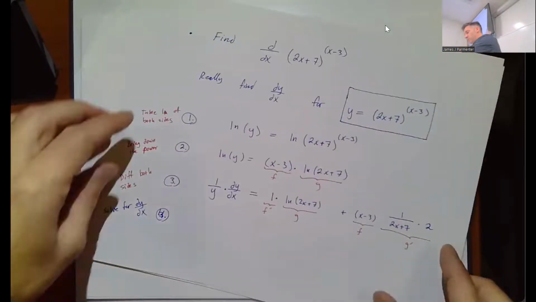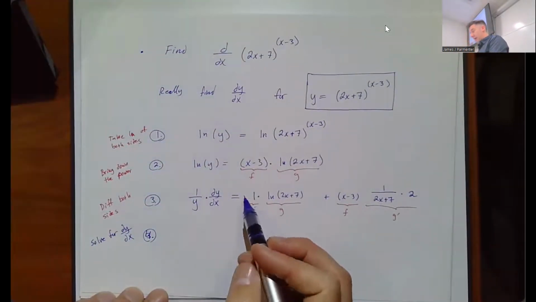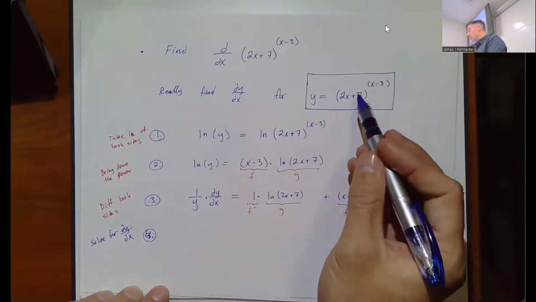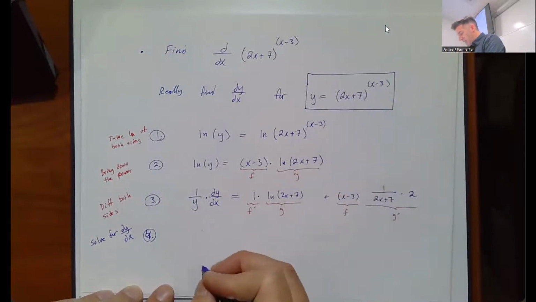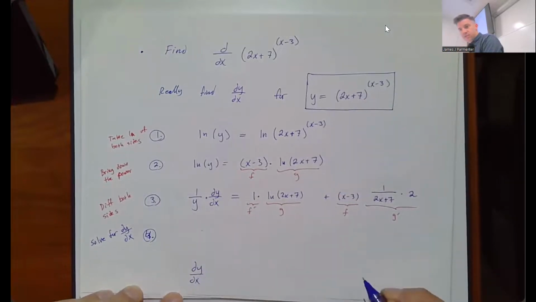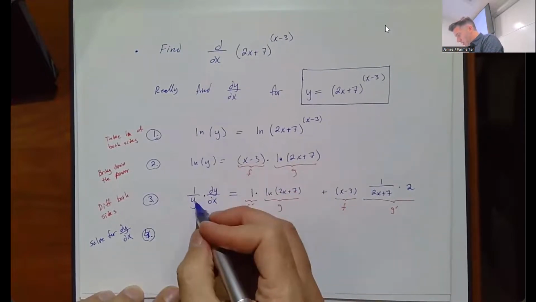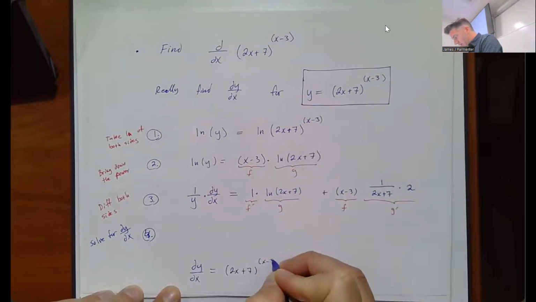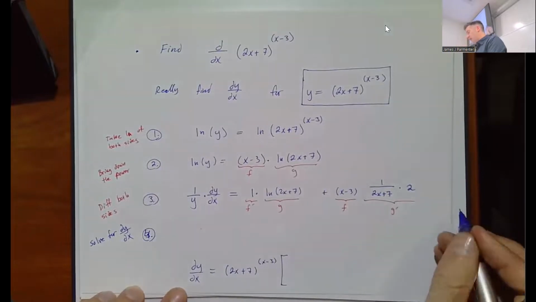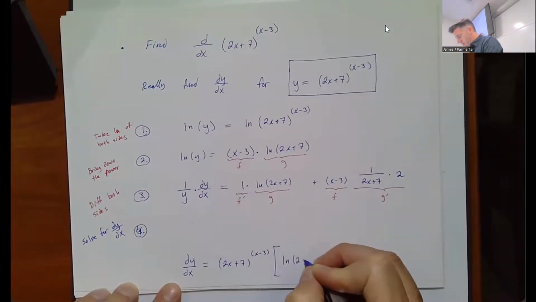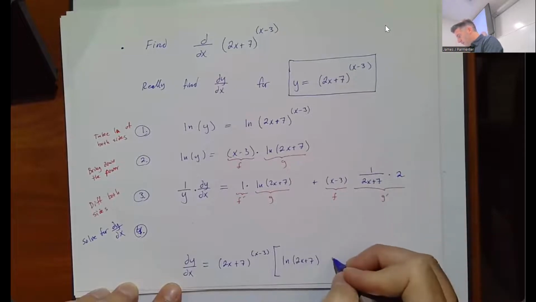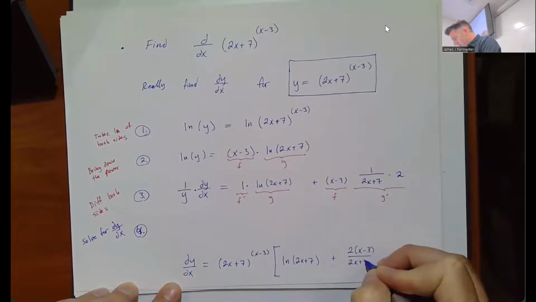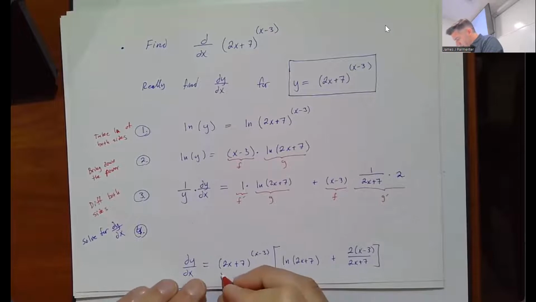I'm going to multiply both sides by y to isolate dy dx. And I'm also going to replace y with what it's actually equal to, which is 2x plus 7 to the x minus 3. So I'm going to get dy dx equal to 2x plus 7 to the x minus 3 times all of this, which I might simplify a little bit. I've got the natural log of 2x plus 7. And here I'm going to have 2 times x minus 3 on top over 2x plus 7 on the bottom. I'll just point out this is y.